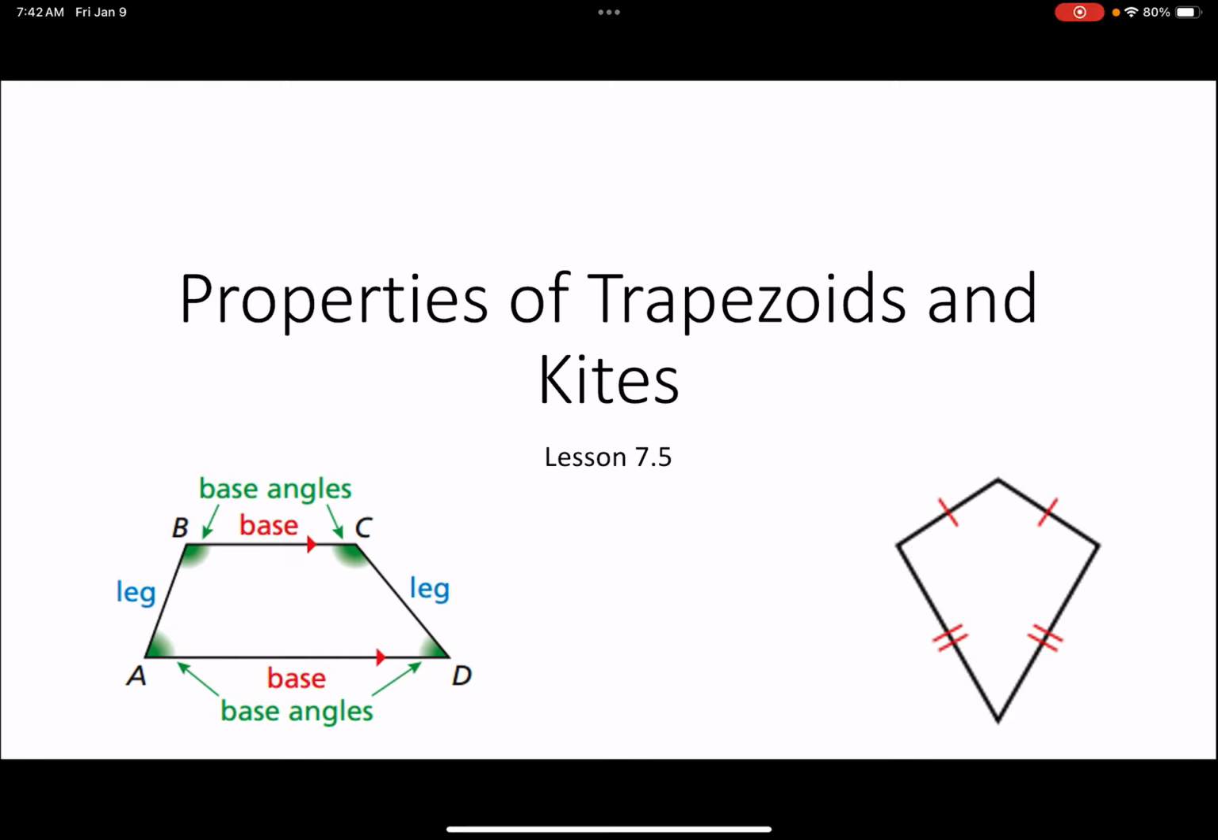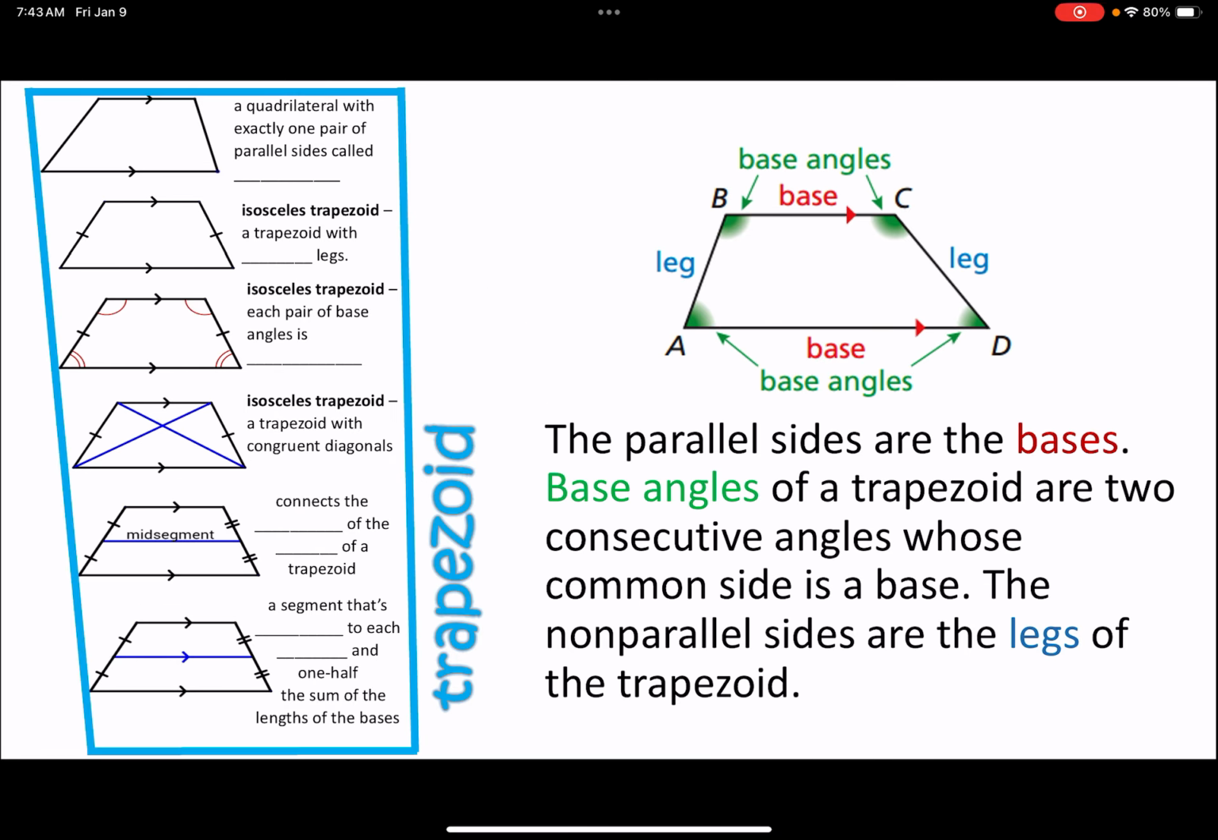Properties of trapezoids and kites. So if you found your notes sheet, the inside of it has trapezoids and kites to the right-hand side. We're going to take some notes about trapezoids to begin with.